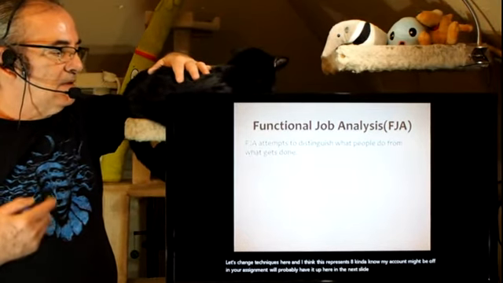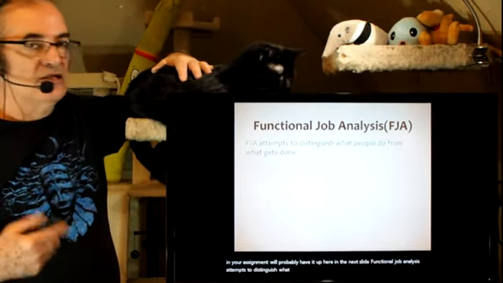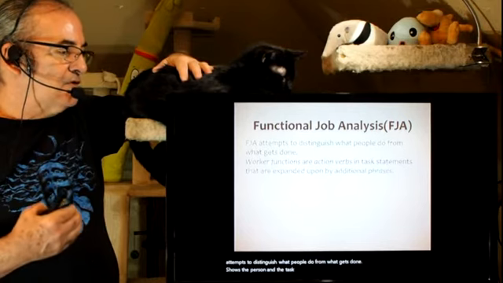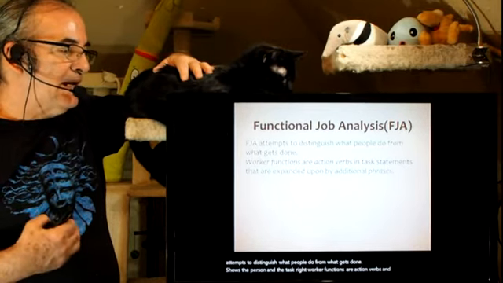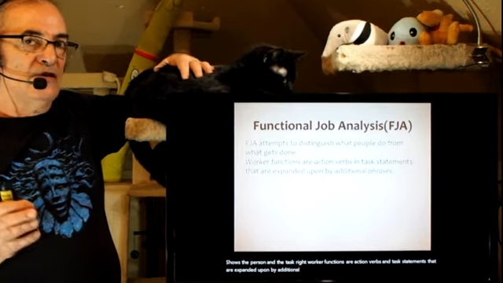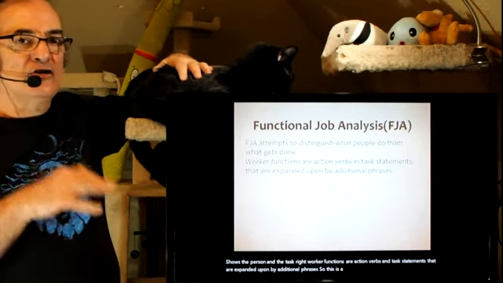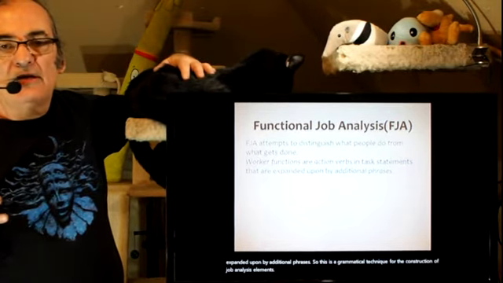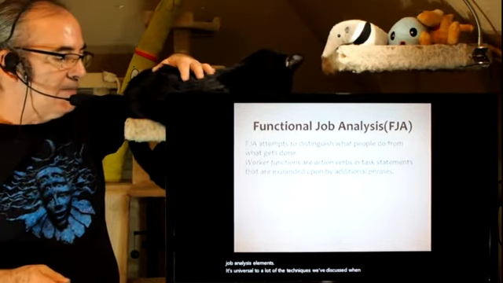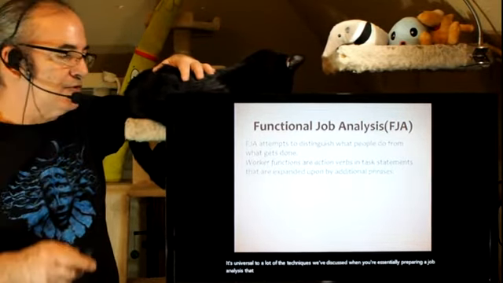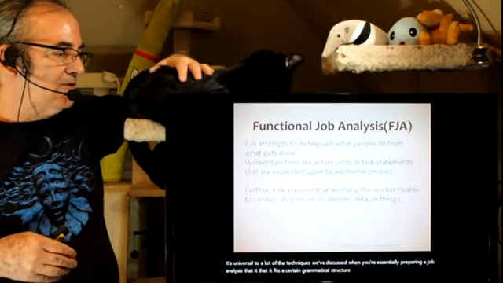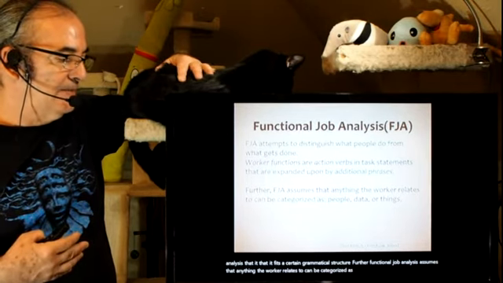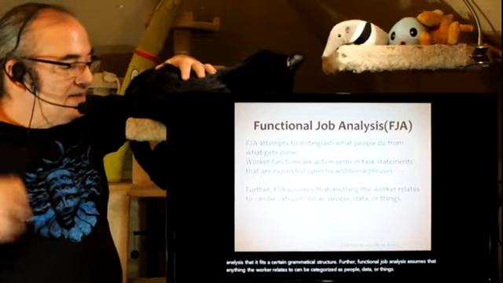Functional job analysis attempts to distinguish what people do from what gets done. So it's the person and the task, right? Worker functions are action verbs and task statements that are expanded upon by additional phrases. So this is a grammatical technique for the construction of job analysis elements. It's universal to a lot of the techniques we've discussed, that when you're preparing a job analysis, it fits a certain grammatical structure. Further, functional job analysis assumes that anything the worker relates to can be categorized as people, data, or things. So what does this mean? Let's take a look.